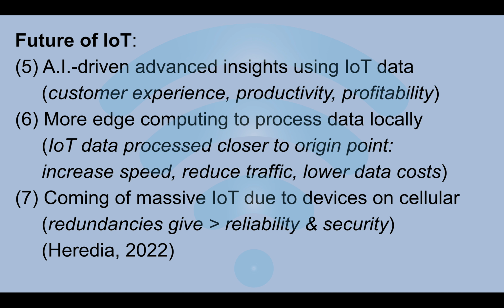And finally, the coming of massive IoT to devices on cellular networks. The redundancies given through cellular are better than just home Wi-Fi, so there's greater reliability and security. So it'll make people's experiences with IoT devices better, more secure, and because of that, more likely people will connect more and more devices and share more and more data over their lives.